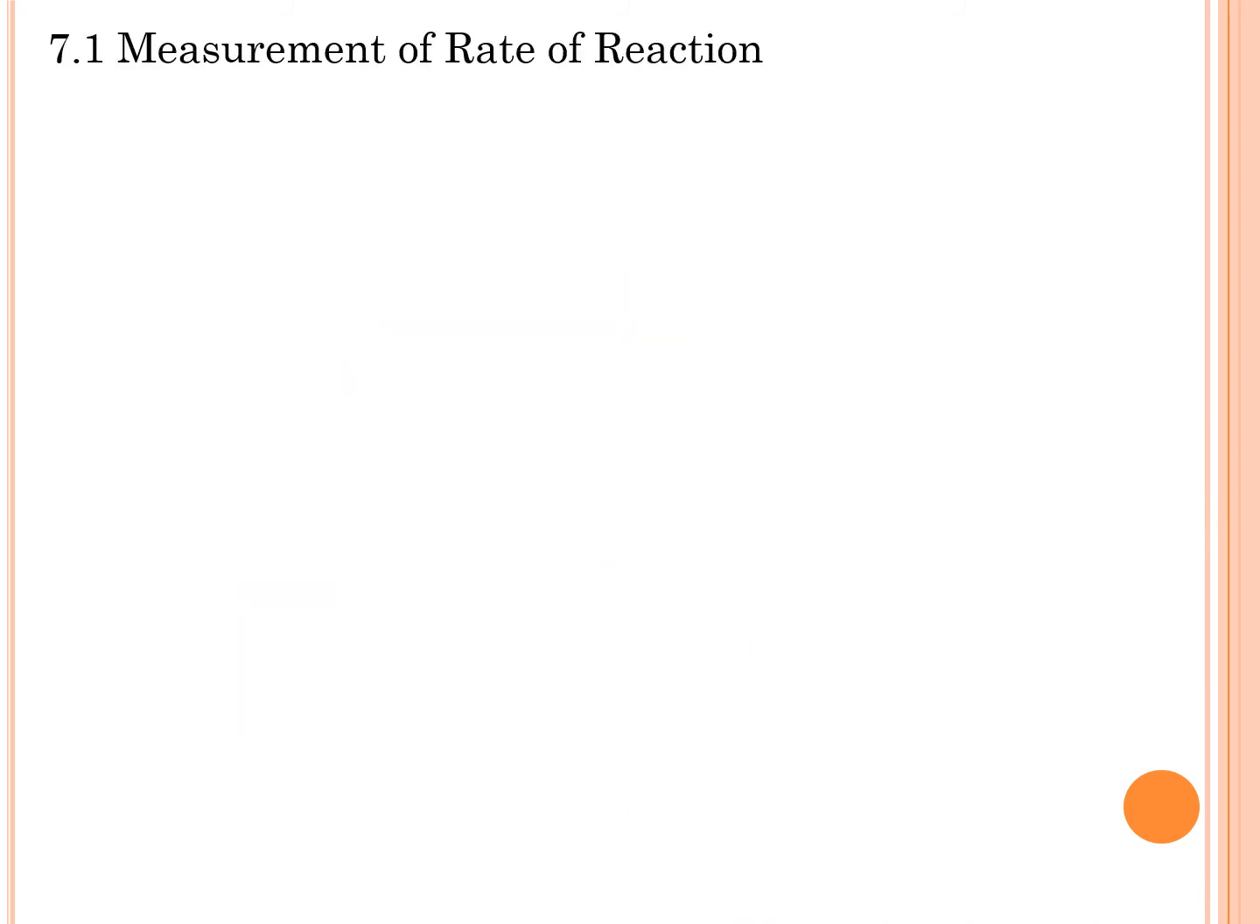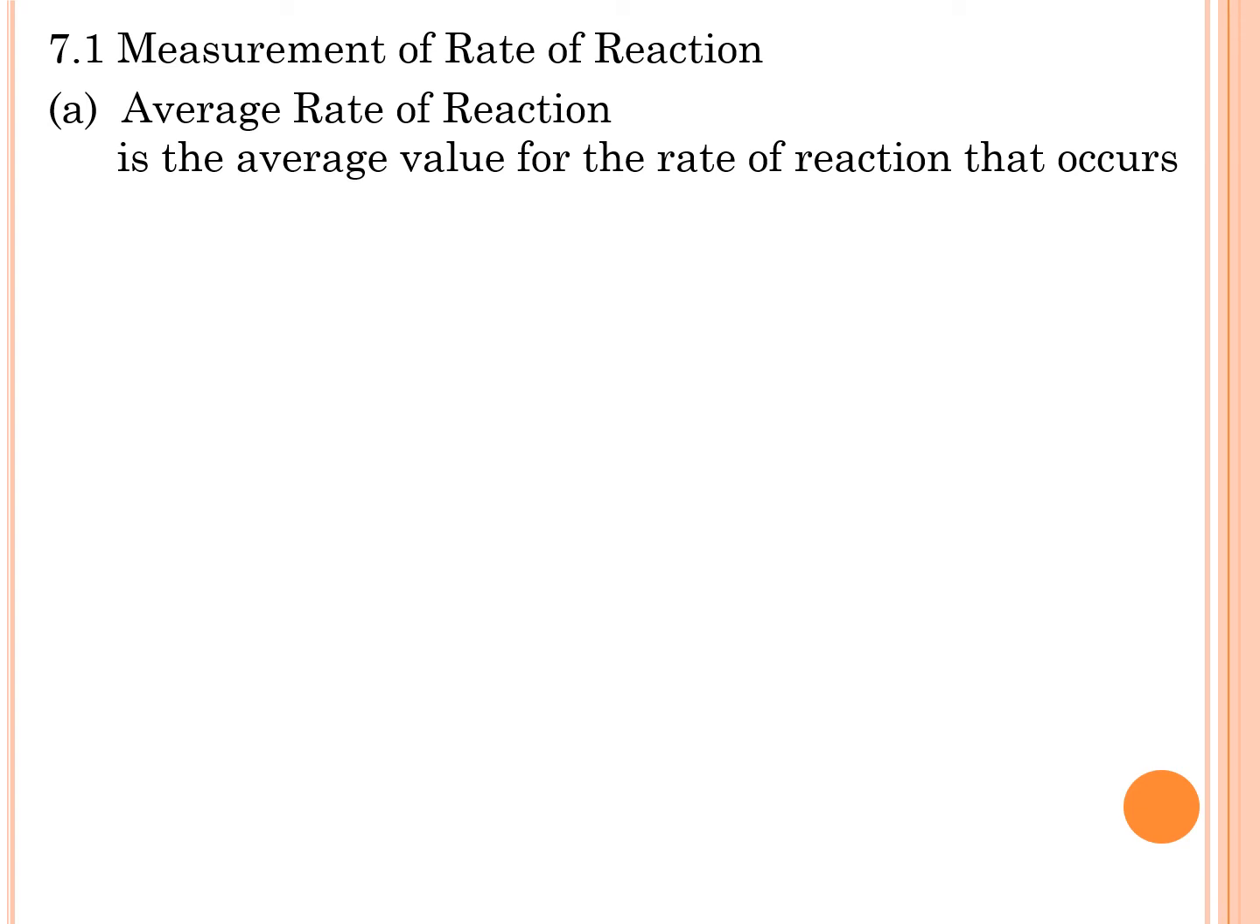Now we go to page 3, the bottom in the handout, measurement of rate of reaction. Average rate of reaction is the average value for the rate of reaction that occurs in a particular time interval. Okay, sebenarnya bahagian ni bahagian calculation. Ready with your calculator? Oh, ni tak ada calculator sangat lah, nanti latihan.